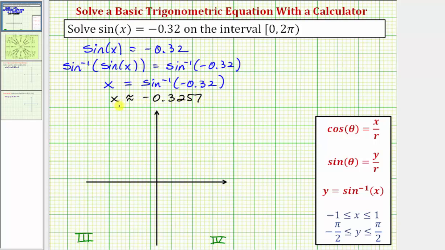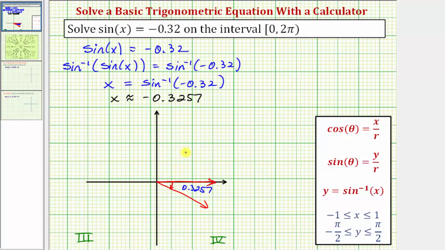But notice how the angle the calculator gave us is not in the interval from 0 to 2 pi. But let's go ahead and sketch this angle in standard position. The initial side would be along the positive x-axis, and the terminal side would be somewhere in the fourth quadrant. Let's just say it would be here. Because this angle is negative, we would be rotating clockwise. But the important thing to recognize here is that the reference angle for this angle would be positive 0.3257 radians. So this will help us find the angle in the fourth quadrant in the given interval.